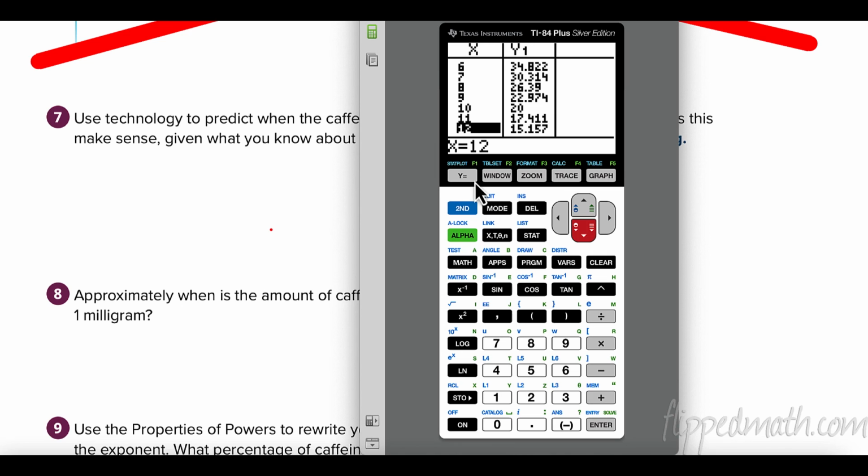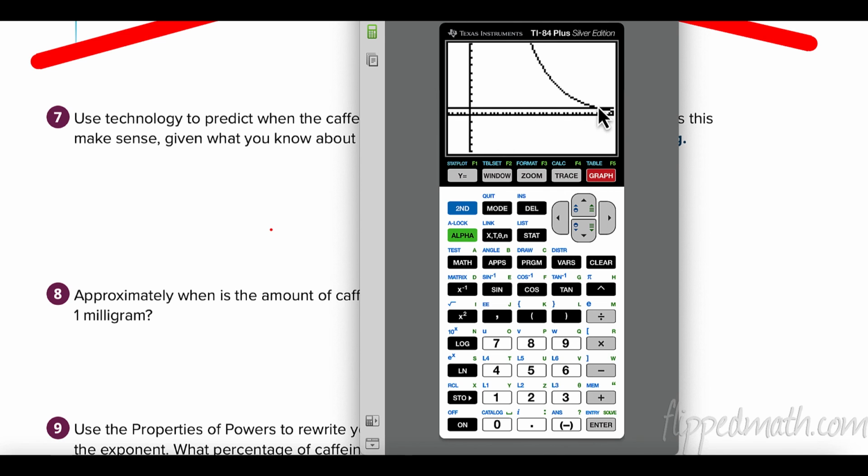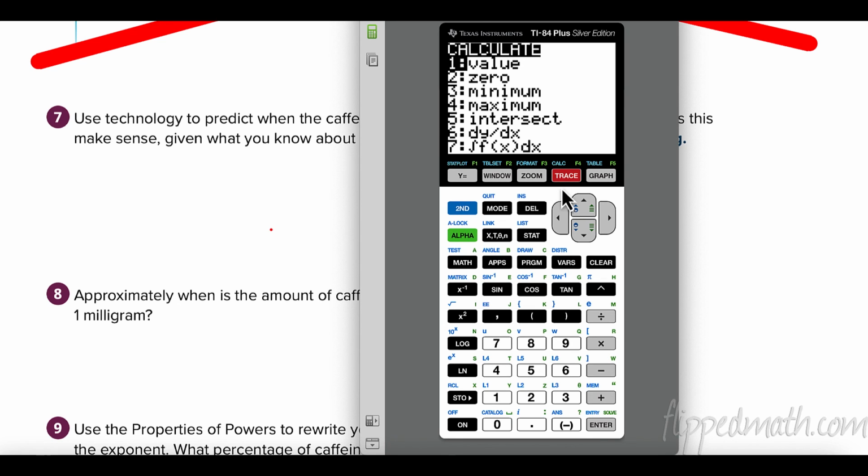So 1 milligram, let's go to y equals, and we wanted to know when it equals 1. Let's use this technology. Let's graph it. So I have it way over here. Now I already changed my window to like 35, I think. So let's see where they are. I'm going to calculate second calc. I want to find out where they intersect.